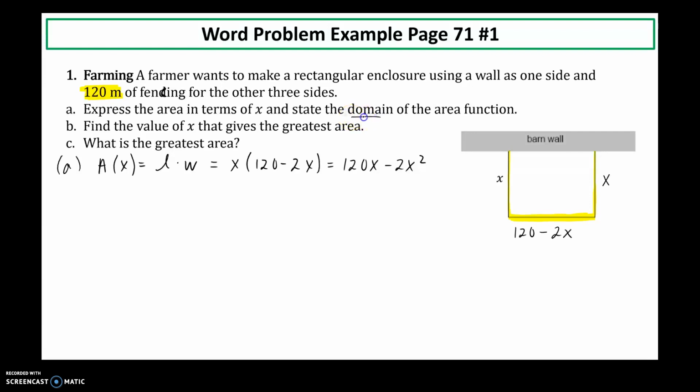Okay, state the domain. The domain represents all the possible values of x. We're talking about length, distance, building, so we know that x has to be greater than 0. I can't have a length of 0 and it can't be negative either. Then my other restriction comes from my third side here. This has to be bigger than 0. So when I solve this for x, 120 is greater than 2x.